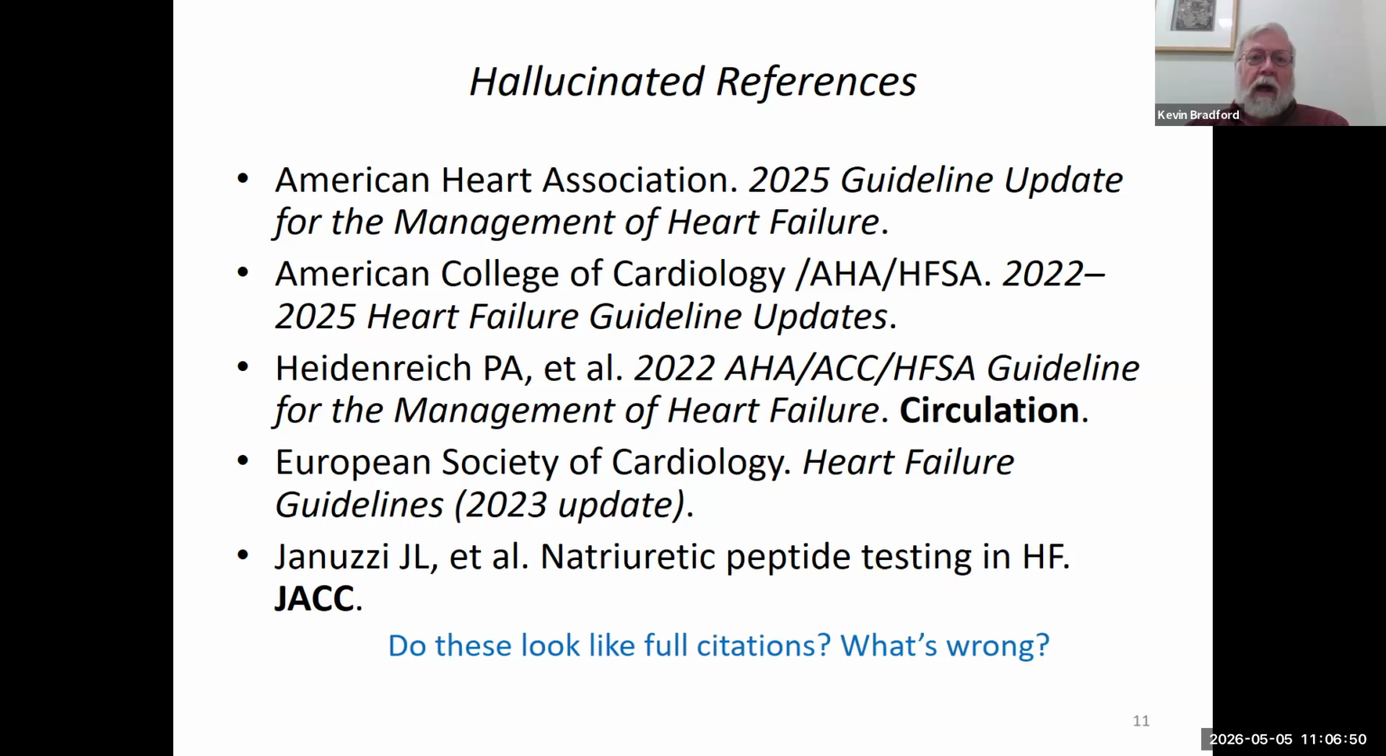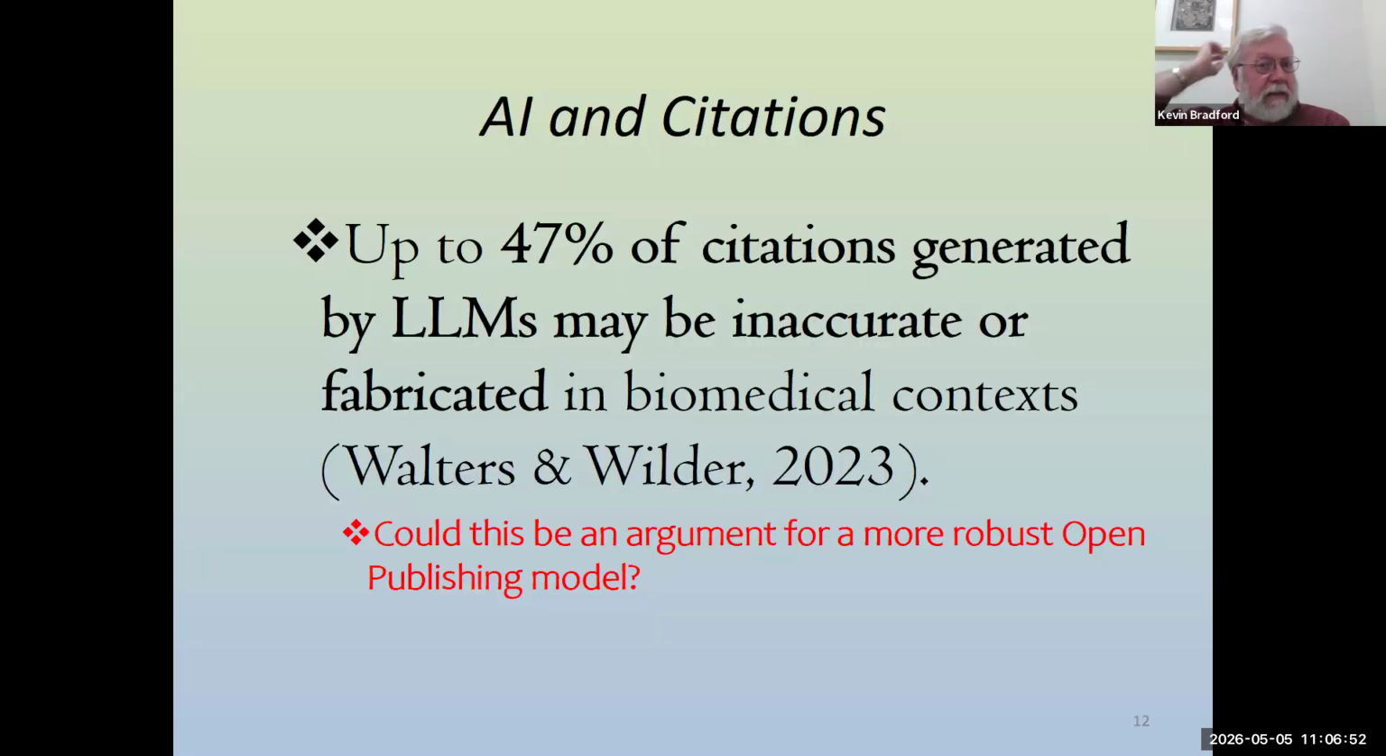And so I would say that this recent paper I'm citing here on this screen is, I don't know, I think it's fairly optimistic. Their survey says 47% of citations generated by large language models may be inaccurate or fabricated. I would venture to say close to 100% are at least missing a piece of bibliographic data.